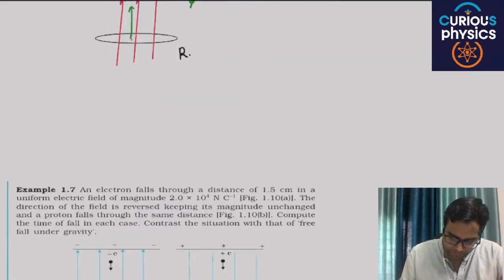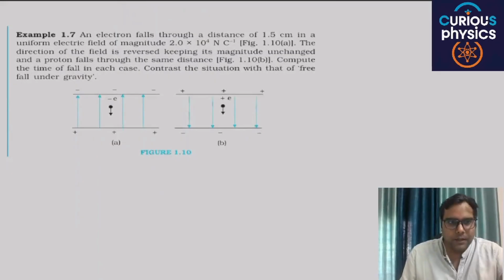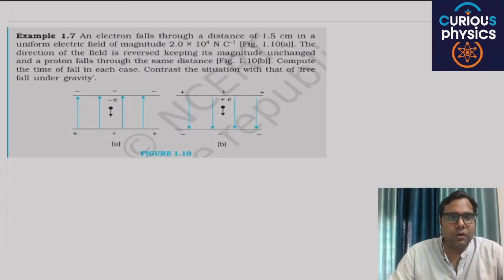Next is an example: an electron falls through a distance of 1.5 centimeter in a uniform electric field of magnitude as given in this figure. The direction of the field is reversed, keeping its magnitude unchanged, and a proton falls through the same distance. Compute the time of fall in each case. Contrast this situation with that of free fall under gravity.